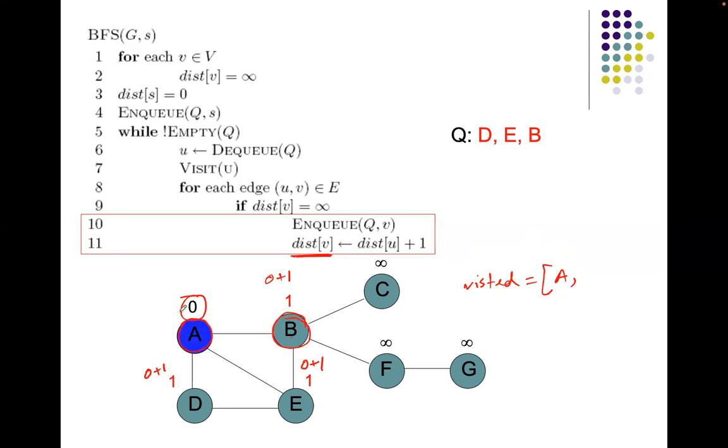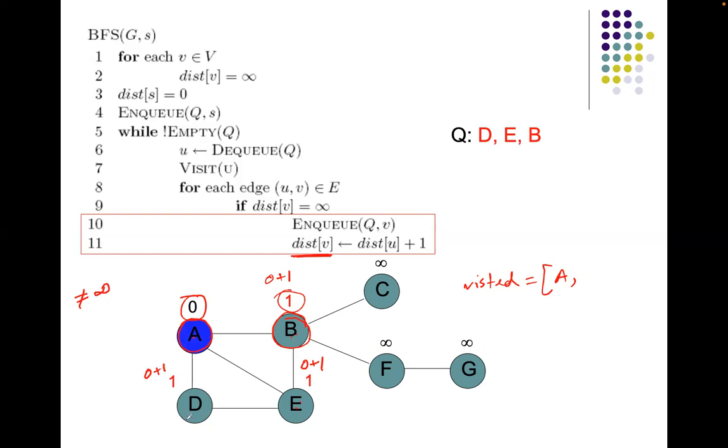Now, what does this dist value say? If the dist value is not infinite, it means these nodes have been explored by some node, and this value says how far the node is from the source node. You can see that B is one node away from the source node. The distance from the source node A to B is 1, from A to E is 1, and from A to D is 1.